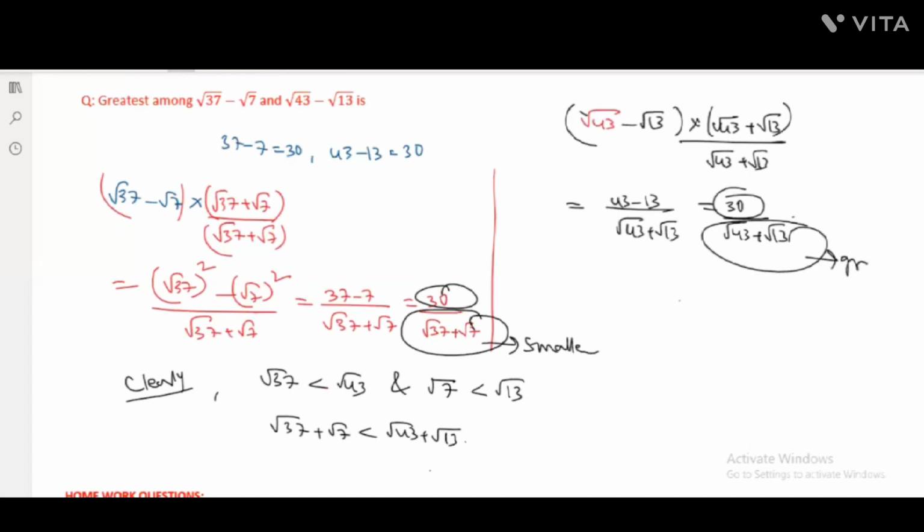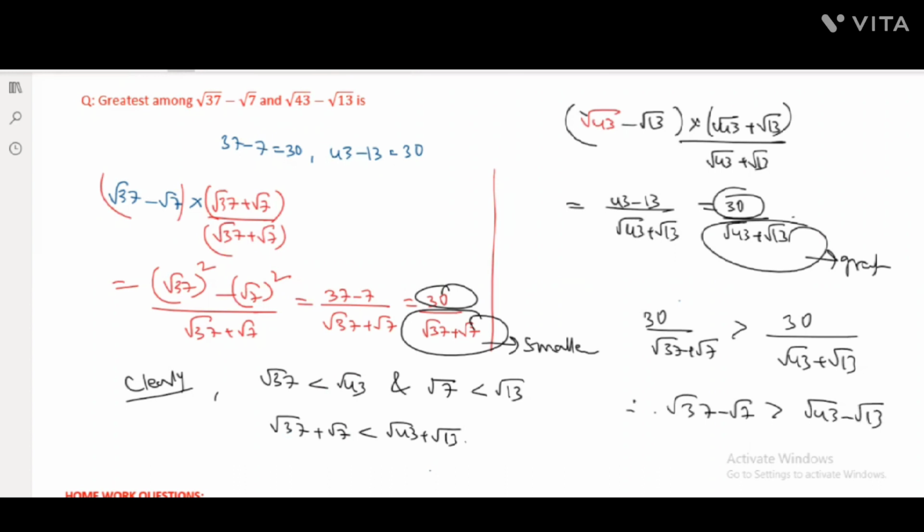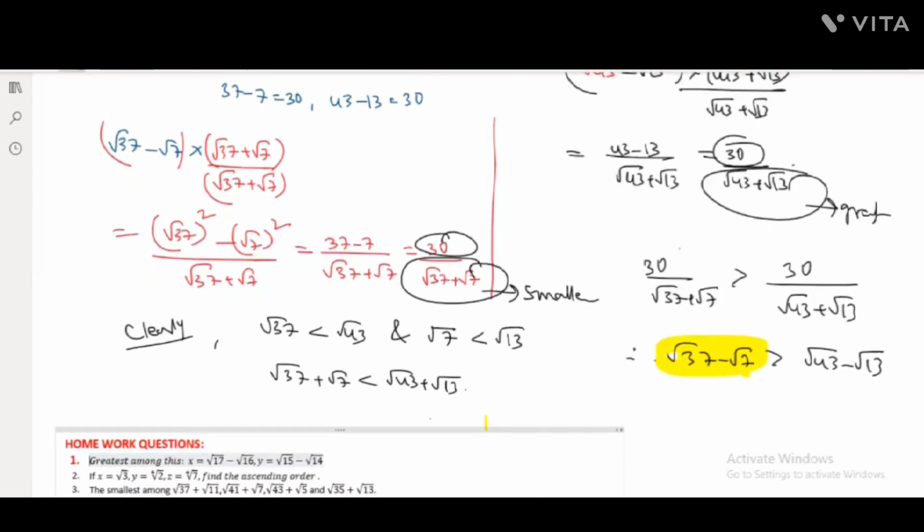So if the denominator is greater, then the whole fraction will have lesser value. So 30 by root 37 plus root 7 will be greater than 30 by root 43 plus root 13. That means we can say that root 37 minus root 7 is greater than root 43 minus root 13. Means this is the greatest one in these two. So this is the way how we can solve the comparison of the surds.